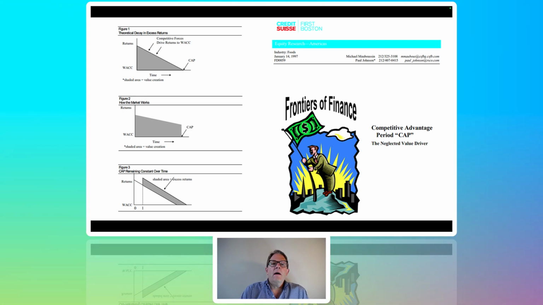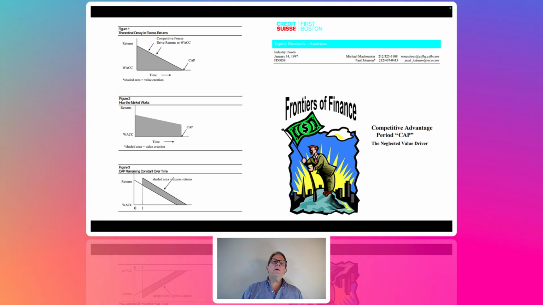It's kind of fun. All right, so here are the three main charts, main figures we had in the competitive advantage period report that we wrote. The first one, figure 1, is what we call the theoretical decay in excess returns. And the idea is that over time, competitors would enter the market. They'd drive down those competitive returns towards your cost of capital, and the excess returns would go away. So that's kind of theoretical.